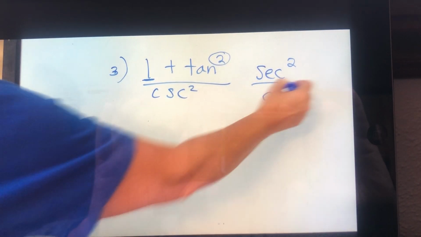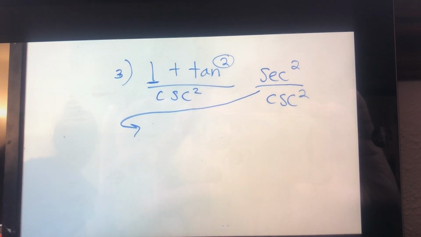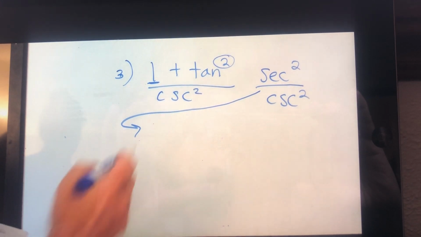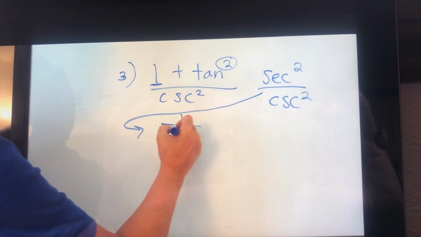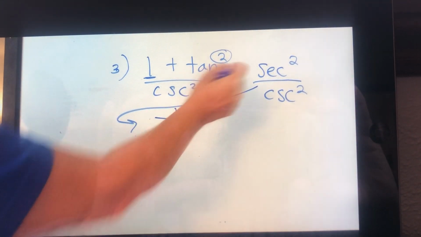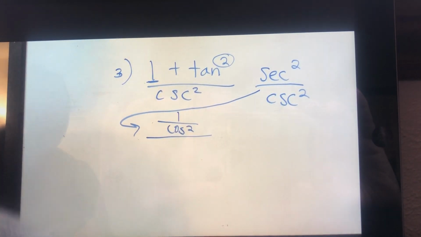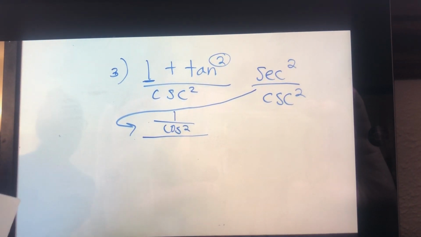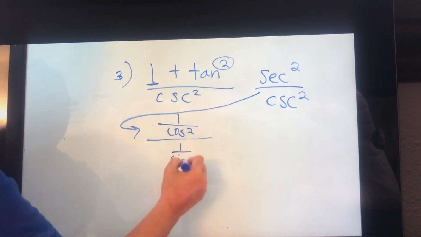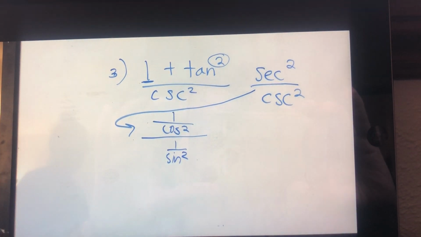Now, if you think about this, I'm going to move down here. Secant squared is equal to what if we're thinking in terms of cosines and sines? Hopefully you said 1 over cosine squared. That's the numerator. Then the bottom is going to be in sines and cosines. Cosecant squared would be 1 over sine squared. Okay? Everybody got that?